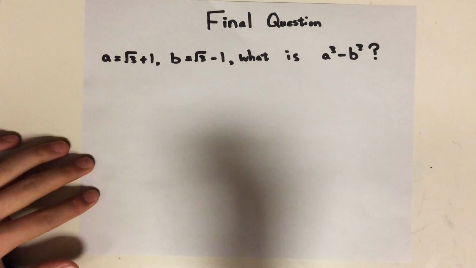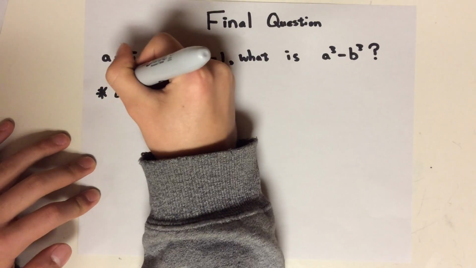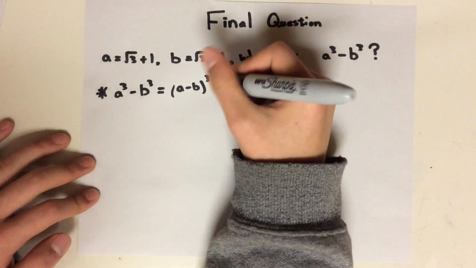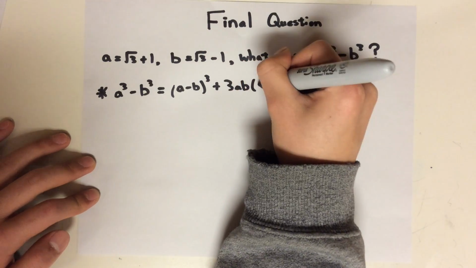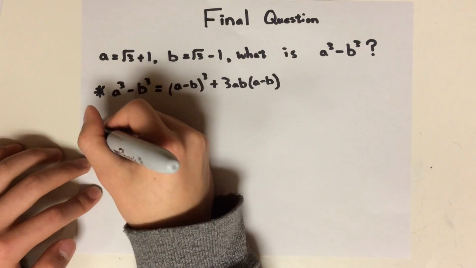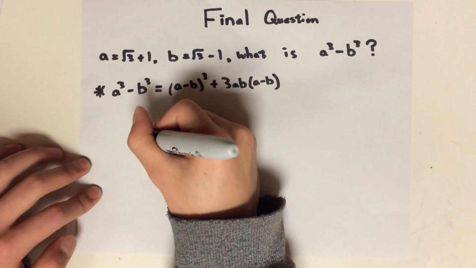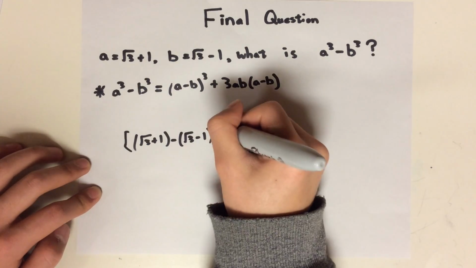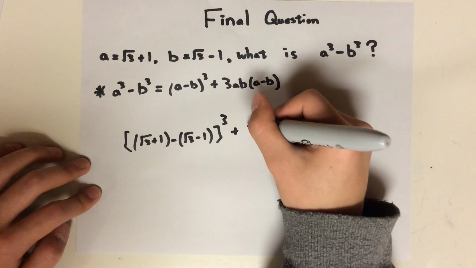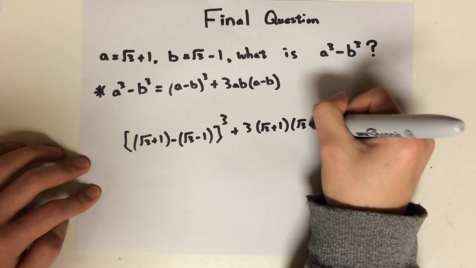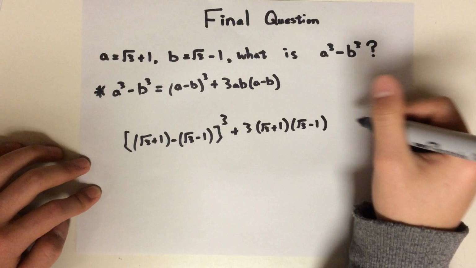Now to get to the final question. If a equals root 3 plus 1 and b equals root 3 minus 1, what is a cubed minus b cubed? Now, since we're all math geniuses, a cubed minus b cubed is (a minus b) cubed plus 3ab times (a minus b). Using this formula, we can say that (root 3 plus 1 minus root 3 minus 1) cubed plus 3 times (root 3 plus 1) times (root 3 minus 1). But before we move on, we need to follow some simple steps to simplify the question.